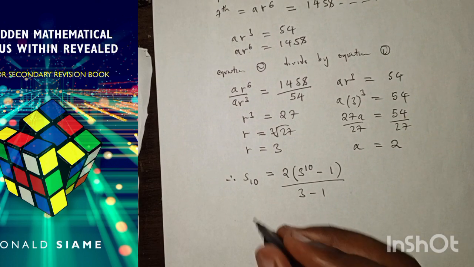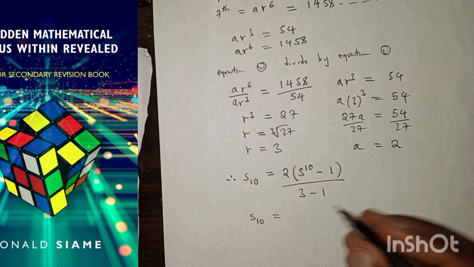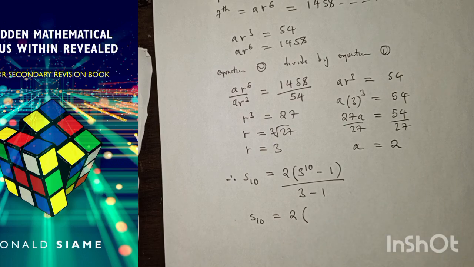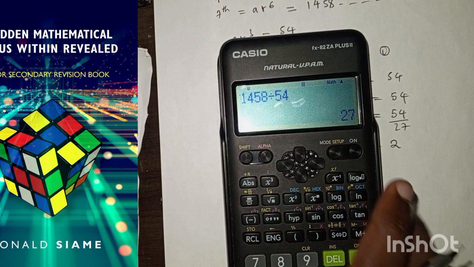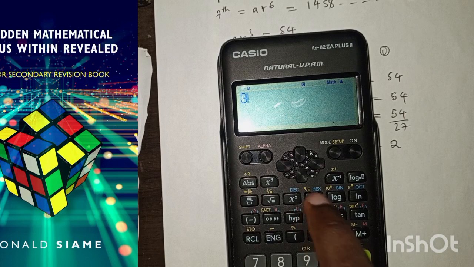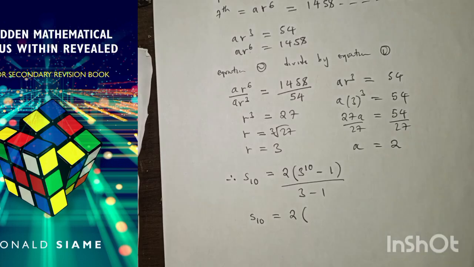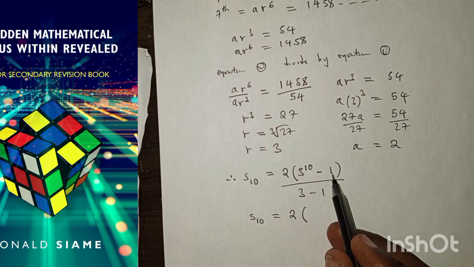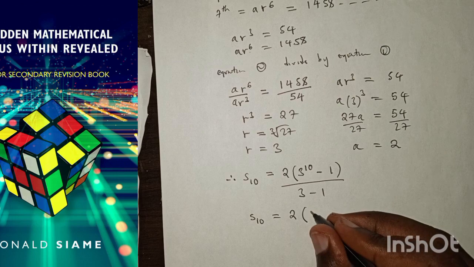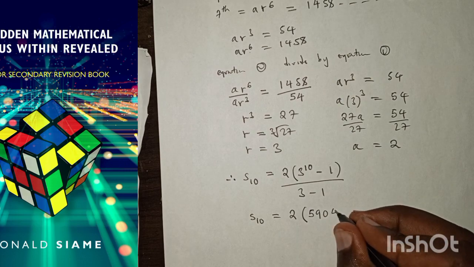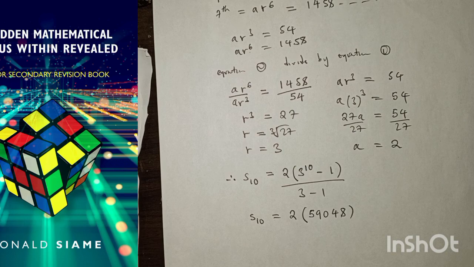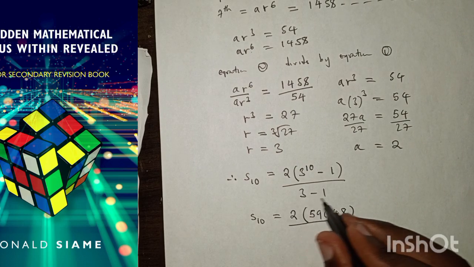Okay, then you say S sub 10 is equal to, so we have 2, in brackets we have, what is 3 to the power 10? 3 to the power 10 is 59,049. So 59,049 minus 1, we are going to have 59,048. Then over, what is 3 minus 1?